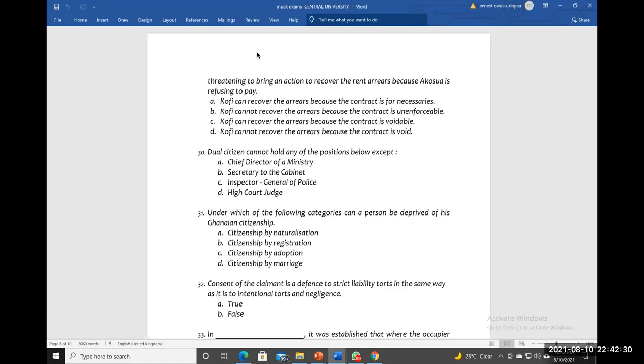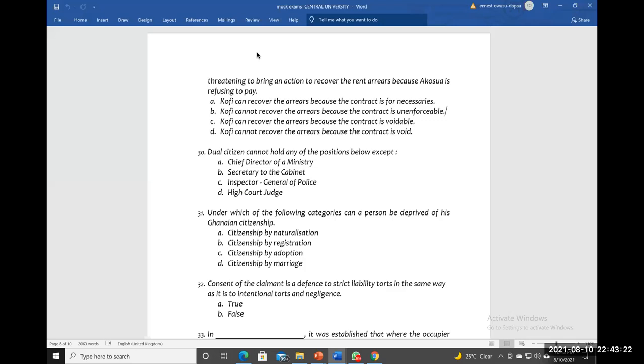All right, okay. Let's come back to the question itself. Under which of the following categories can a person be deprived of his citizenship? Let's go to Section 18, deprivation of citizenship. The High Court may, on application by the Attorney General for the purpose, deprive a person who is a citizen of Ghana otherwise than by birth or adoption of that citizenship on the ground, A, that the activities of that person are inimical to the security of state or prejudicial to the public morality or interest, or B, that the citizenship was acquired by fraud, misrepresentation, or any other improper or irregular practice.